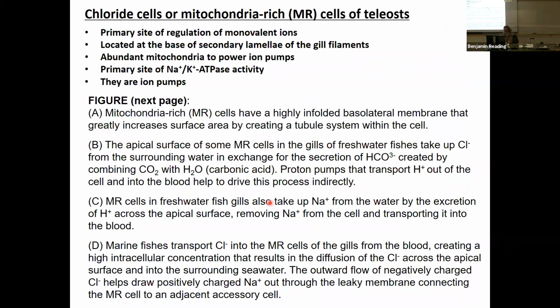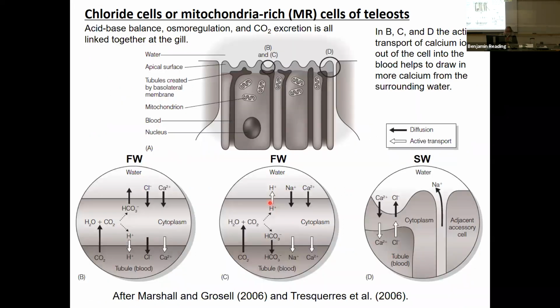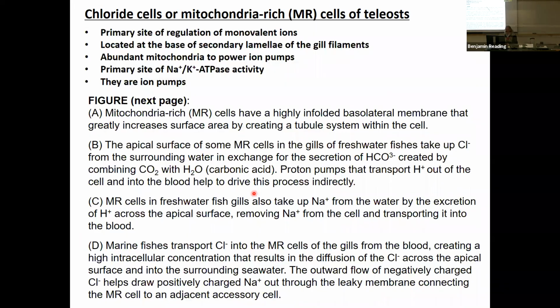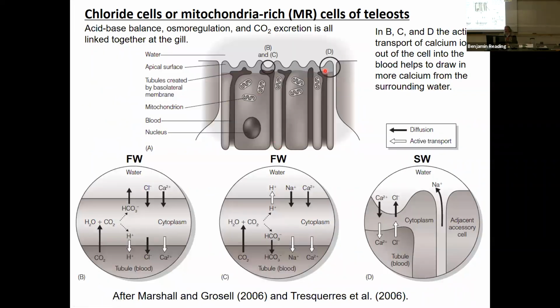So how did they do this? This is a legend for the figure on the next page that is well detailed in your textbook. So this is the chloride cells, also called the mitochondrial rich cells of the teleost gill. Here's our figure. This previous slide just is an explanation, A, B, C, D of this here. So A, B, C, D, all these processes. So the first one is this. Figure 1, this one right here.